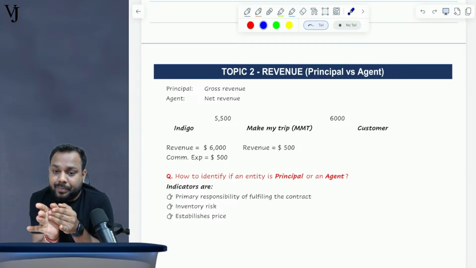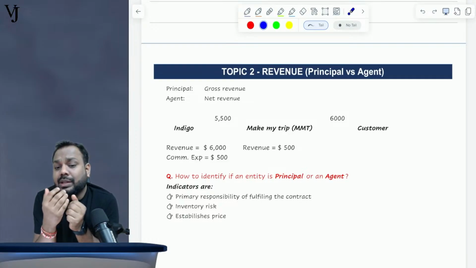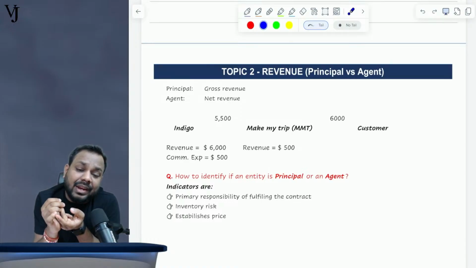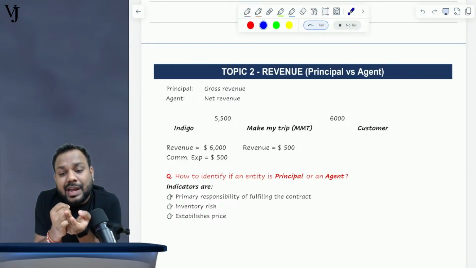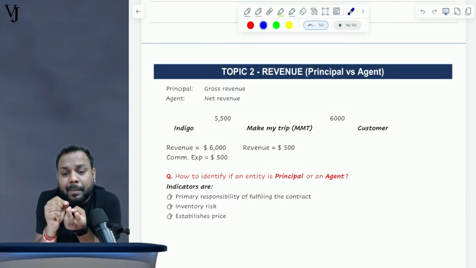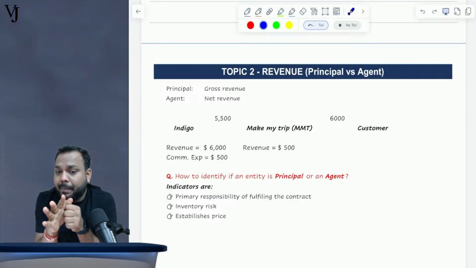The standard has given you indicators, and now you have to apply your judgment and understand which one is principal and which one is agent. Now, what is the understanding and what is the main rationale? I'll explain both. Just listen to me carefully. The indicators given in the standard are: who bears the primary responsibility of fulfilling the contract, who bears the inventory risk, and who has the right to establish the price. The person who has the right to establish the price is the principal. The person who bears the inventory risk is the principal. The person who has the primary responsibility of fulfilling the contract is the principal. I believe you are understanding. Let me give you an example.